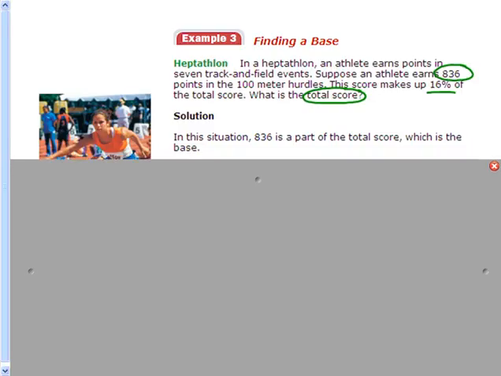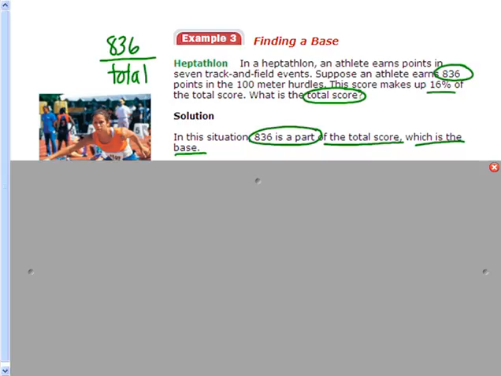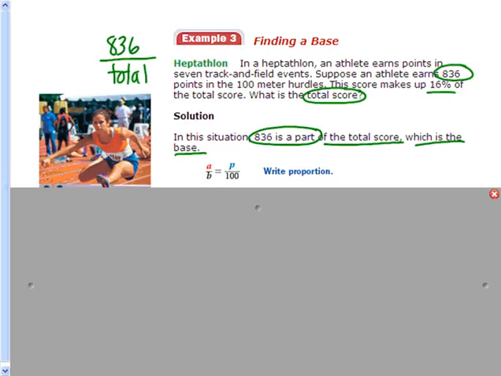In this situation, 836 is a part of the total score. The total score then is the base. So we might want to even jot that down. Total score here, and we know that 836 is a part of their total. So that's how fractions always work. Part on the top, total on the bottom. All right, there's our proportion again. Part over whole, percent over 100.